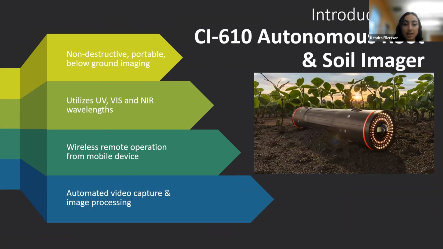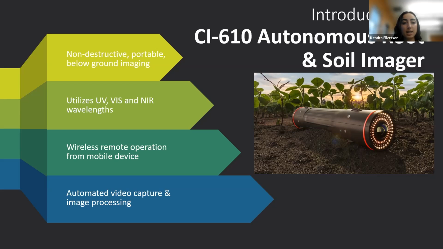But just to give you a little bit of a summary and an introduction to this new release, the CI610 is going to be a completely non-destructive, super portable device for below ground imaging. It's also going to utilize UV and NIR wavelengths as well. Unlike our CI600 and CI602, which only use visible light, this device has the capability to use UV and NIR as well. It will also be completely wireless. With the 600 and the 602, a cable is required to be connected to your laptop or tablet for operation.